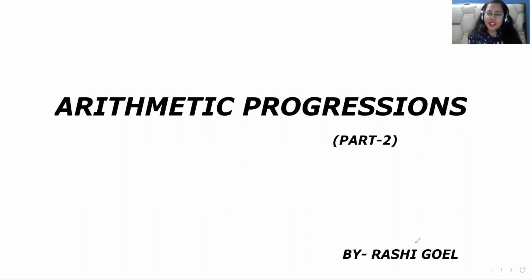My name is Rashi Goel and in this video we will discuss arithmetic progression part 2. In part 1 we discussed the nth term formula. The formula is an equals a plus (n minus 1) multiplied by d, where an is the nth term, a is the first term, n is the number of terms, and d is the common difference. We already discussed all these things in the previous video. Now let's learn how to apply this formula in questions. So let's begin with today's video.